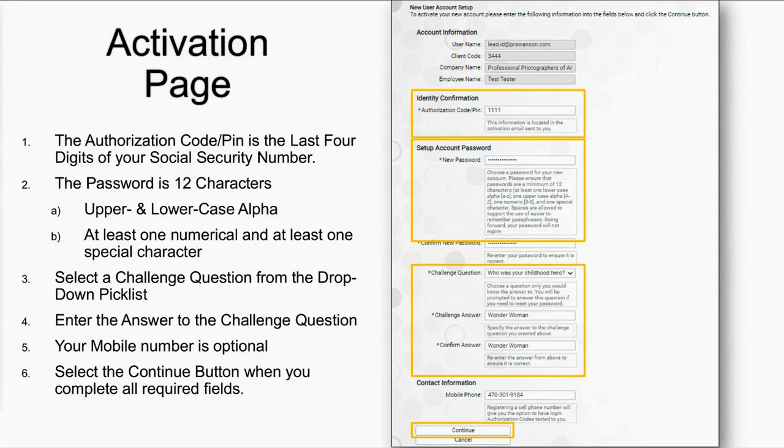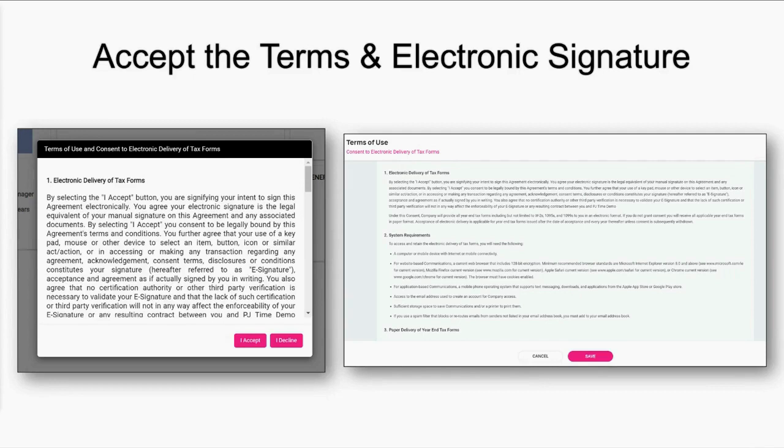You may also enter your mobile number just in case you want to receive a code if you've ever forgotten your password, so that you can very quickly create a new password. After you've completed all of the required fields, as marked with an asterisk to the left, you would then select Continue. Accept the terms and electronic signature. If you select that you decline, that means you are not agreeing to the software terms. So we would kindly ask you to go ahead and select Accept. That way you can continue to use the app for your pay stubs and W-2s and seeing other important information.